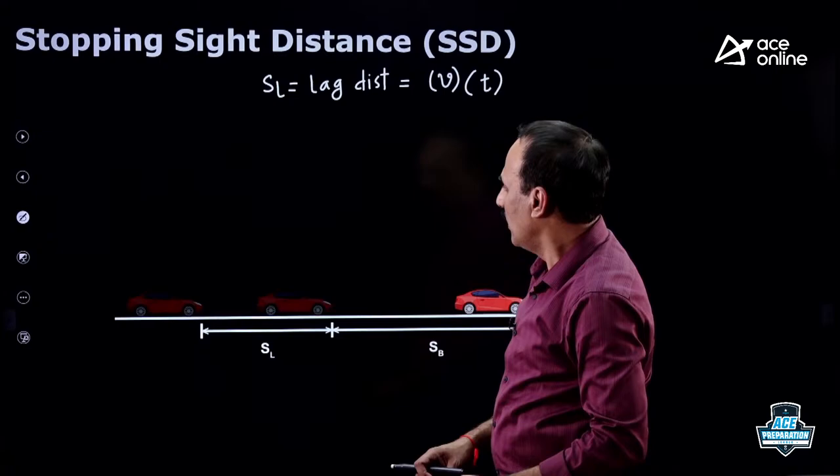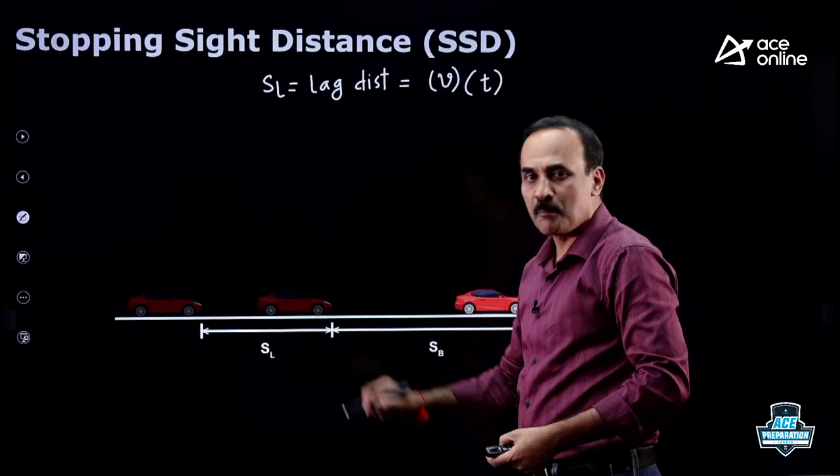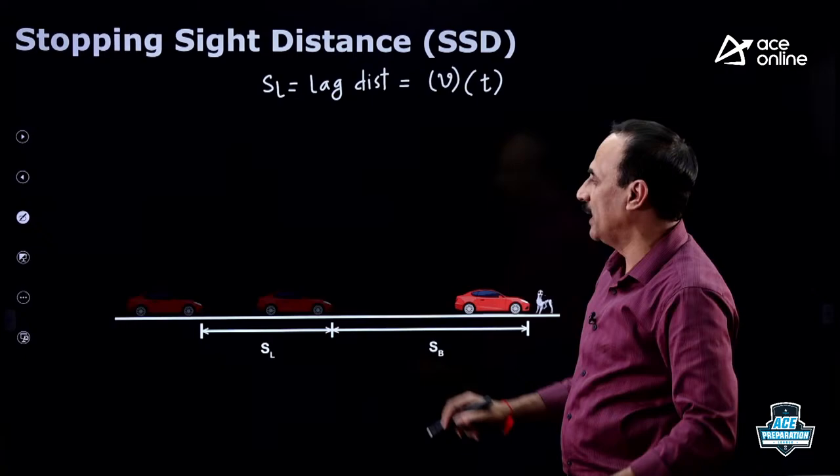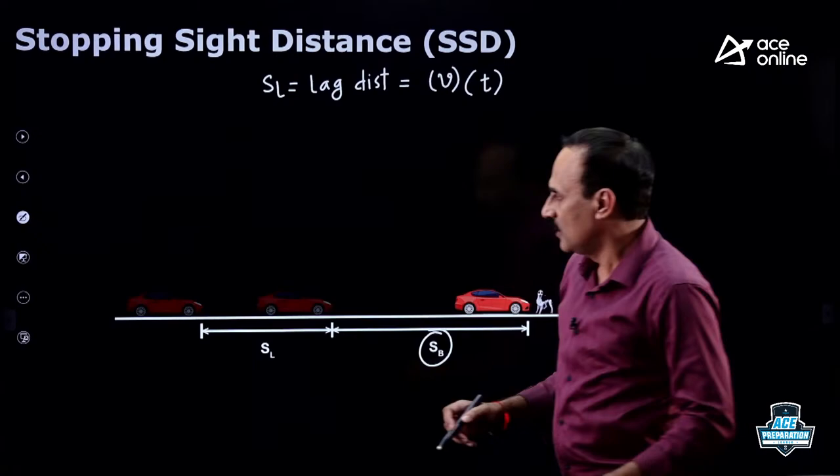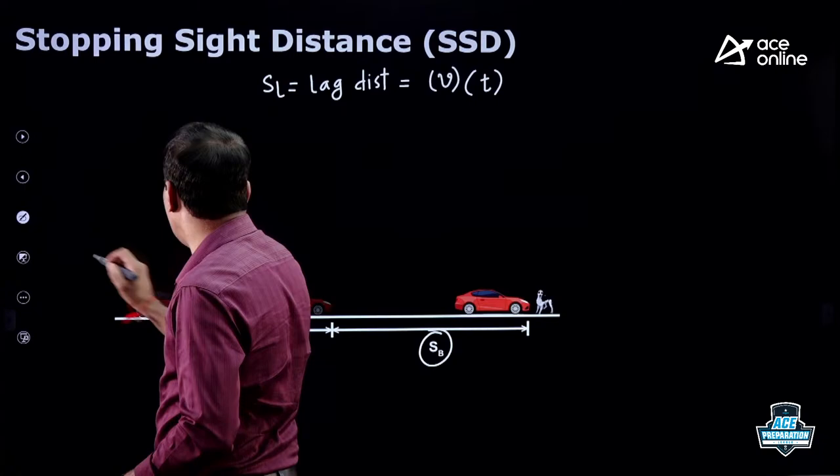Okay, so lag distance is V into t. And then at this particular point, vehicle apply the brake. Once vehicle apply the brake, it decelerates and then slowly it stops. If you want to find out the braking distance, you need to use the work energy principle. Otherwise, linear motion equations also you can use it. So, if you want to use the work energy principle, you need to take the free body of the car here. What are all the forces acting on this car?